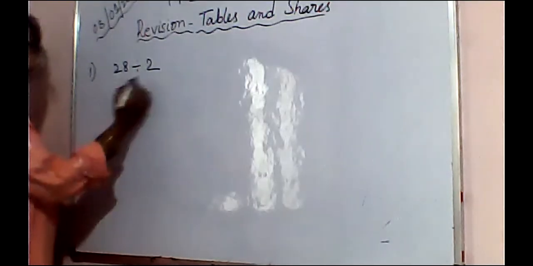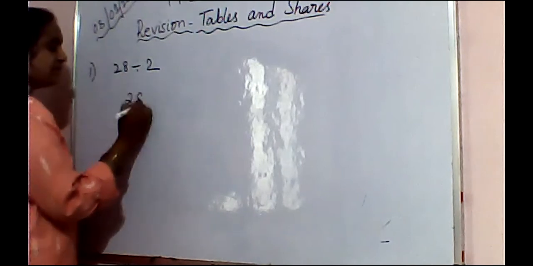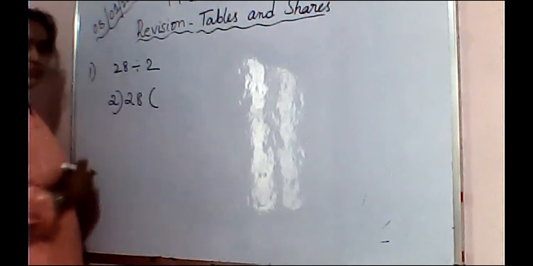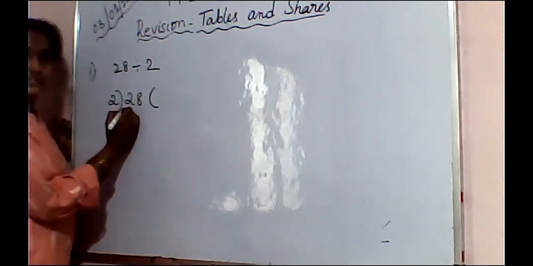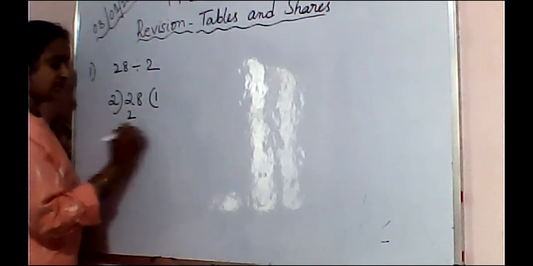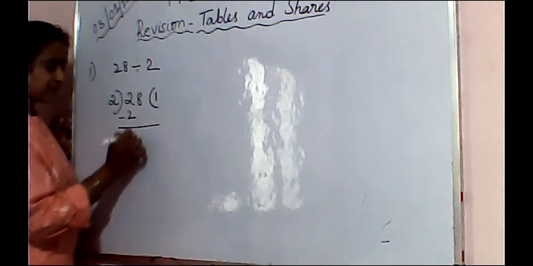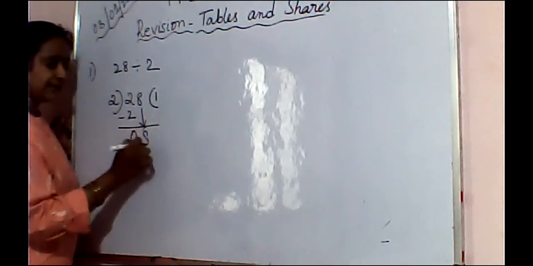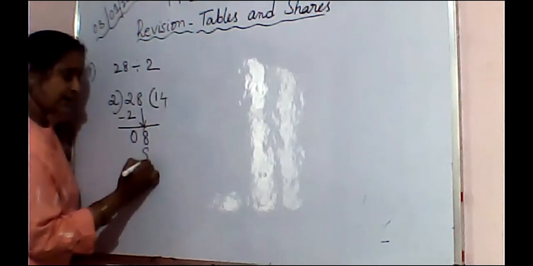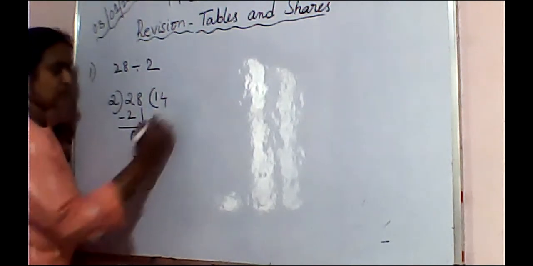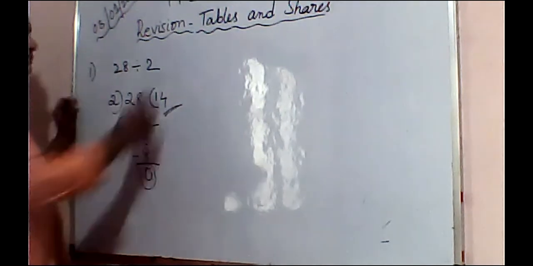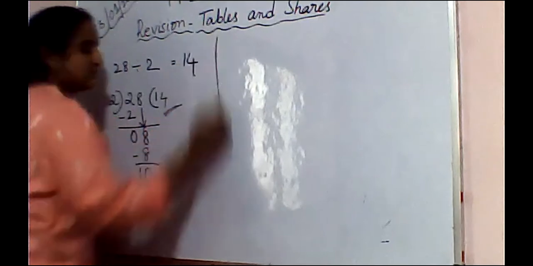28 divided by 2. Division means we have to share 28 among 2. How will we do it first? We check the first digit on the left. 2 how many times will it go? 2 ones. Subtraction. Again bring down 8. 2 how many times will it go in 8? 4 times. There is 0 remaining. So 28 divided by 2 is 14.